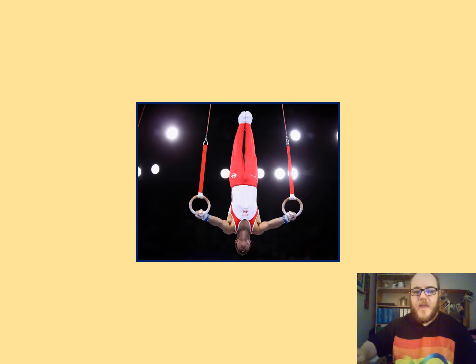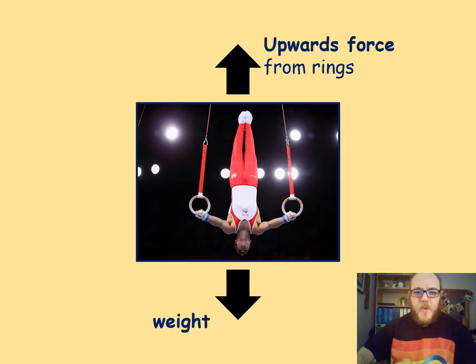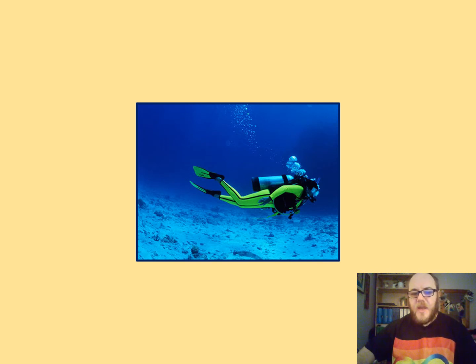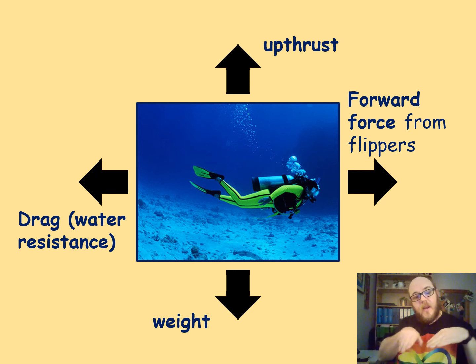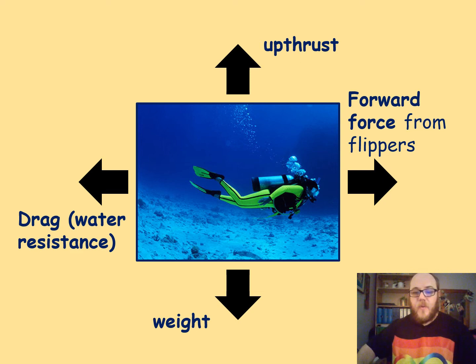Again, label the diagram. So we have now an upwards force from the rings and the gymnast's weight pulling him back down towards the earth. And finally, this diver. Okay, we have upthrust. The water is trying to push him back up to the surface. The weight of the diver is trying to pull him down towards the center of the earth. He has forward force from his flippers as he's flipping along. And there's water resistance or drag trying to slow him down.